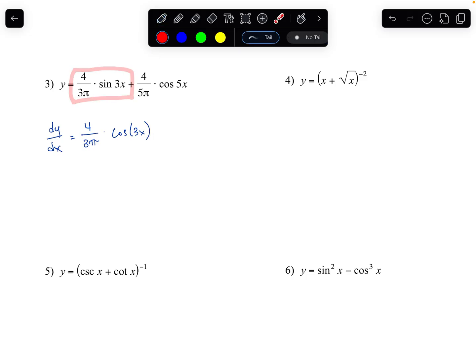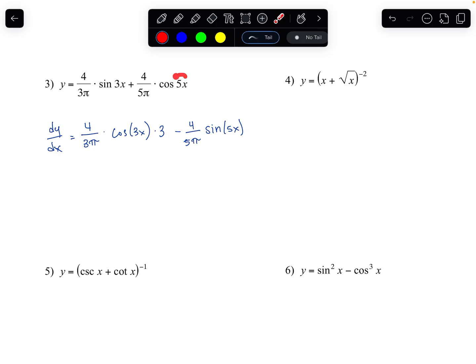Now I need to go inside. So the inside is 3x and the derivative of 3x is 3. So multiply by 3. Plus, actually it's going to be minus because when I take the derivative of cosine it's negative. So taking the derivative of this part right here, minus 4 over 5 pi. And like I said, the derivative of cosine is negative sine, which is why I put negative here. So sine of 5x.